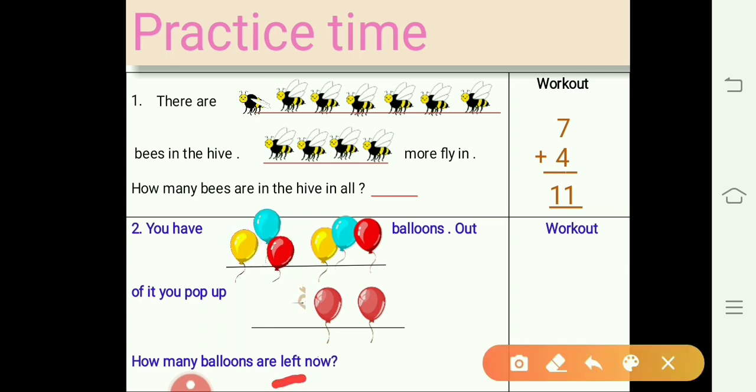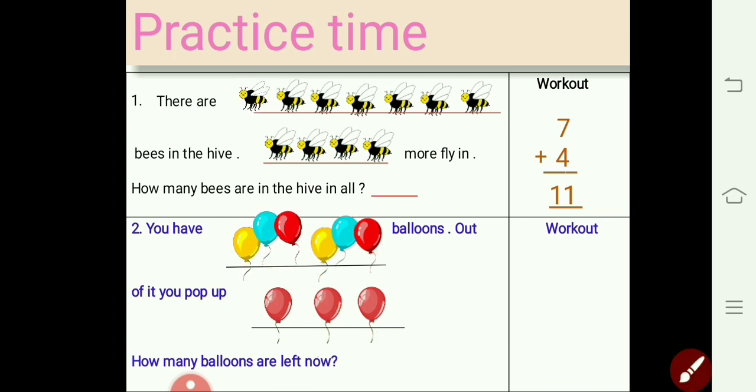Now the word is very important. Left मतलब बच गए, remaining. So it indicates that it is a subtraction sum. Okay. So आपको first of all क्या count करना है? Balloons कितने थे? 1, 2, 3, 4, 5 and 6 balloons. You were having 6 balloons. And how many balloons you popped up? कितने आपने popped up किए? 1, 2 and 3.